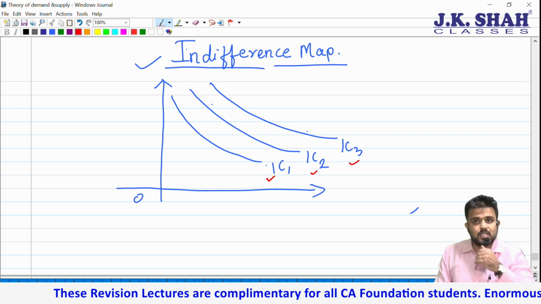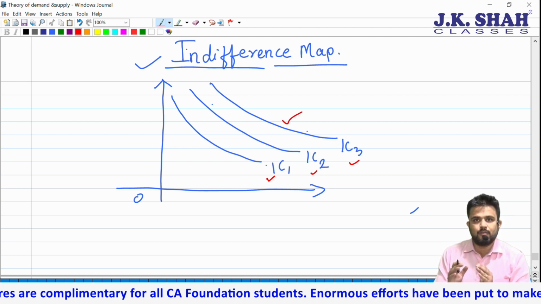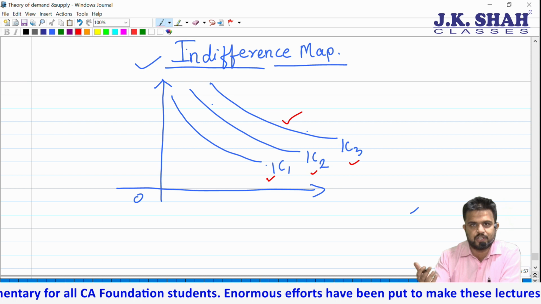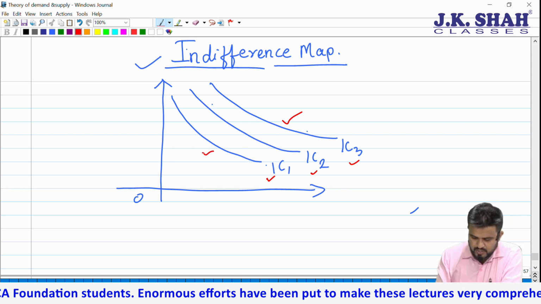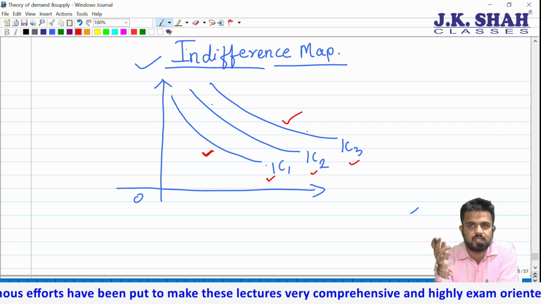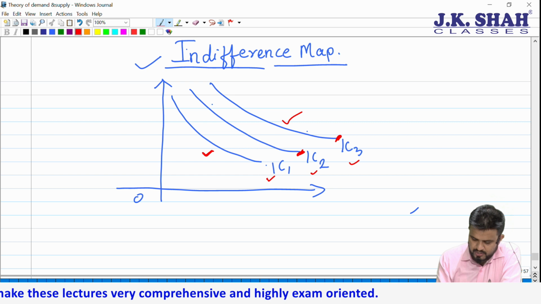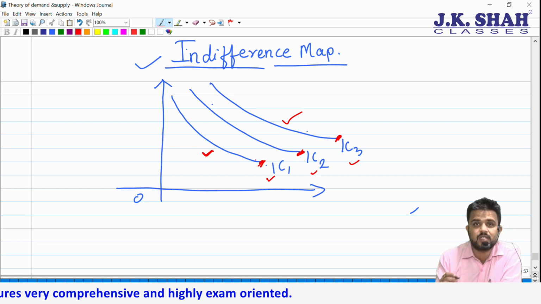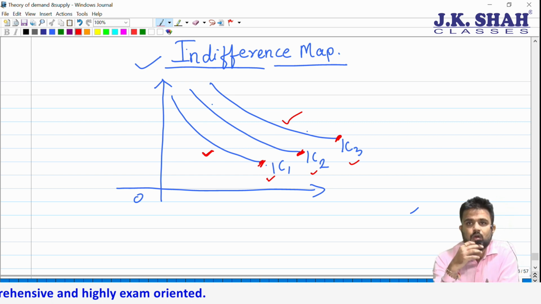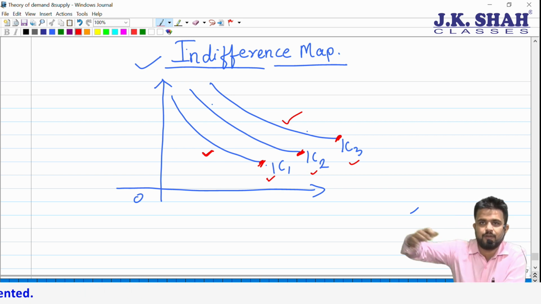Now the curve which is far from the origin, I am talking about this, the curve which is far from the origin will have a higher satisfaction, and the curve which is near to the origin will have lower satisfaction. So students, this is nothing but, this is your 10 jeans and 10 t-shirts, 7 jeans and 7 t-shirts, 5 jeans and 5 t-shirts. The combination which gives you higher satisfaction will be away from the origin.